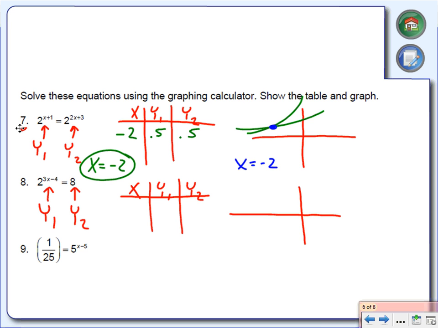So how are we going to find it if we can't find it in the table? Where else can we find it? In the graph. Go to your graph now. Since we can't find it in the table, go to your graph. Find the point of intersection. Second trace. Number 5. By the way, your graph should look something like this here. You're going to get an exponential. You're also going to get a horizontal line.